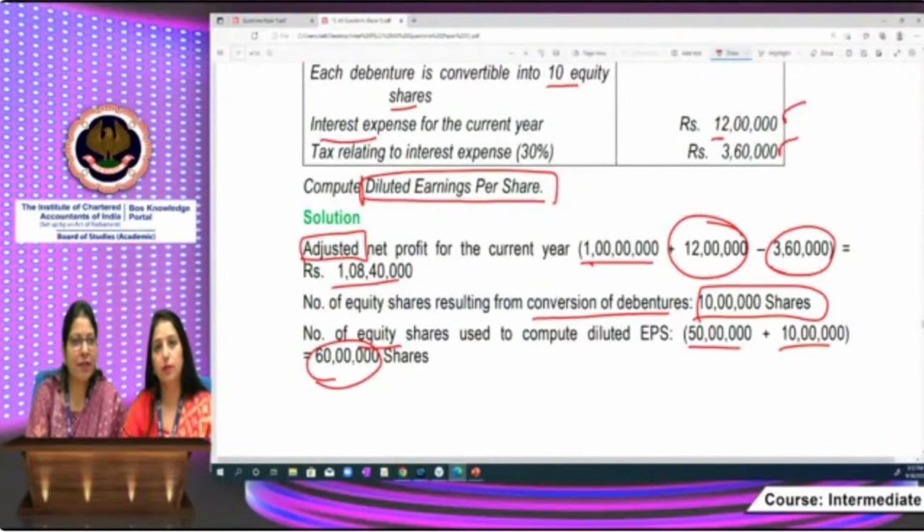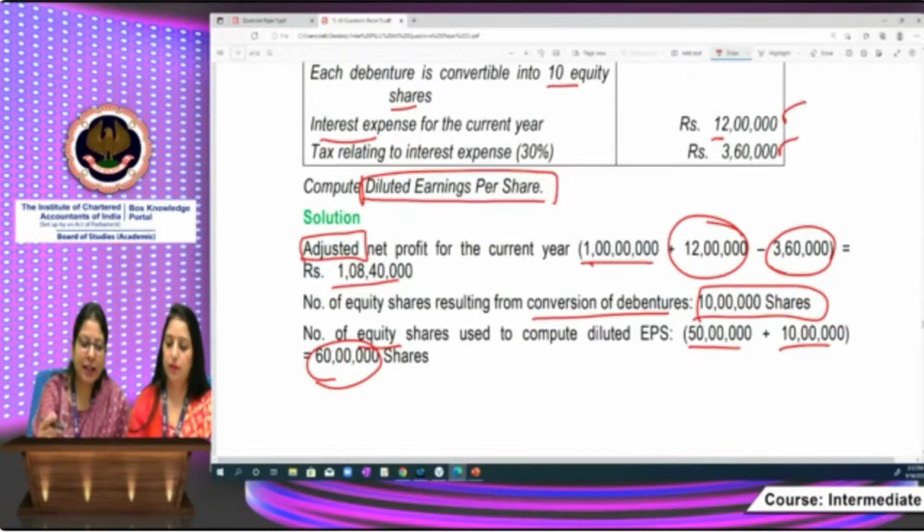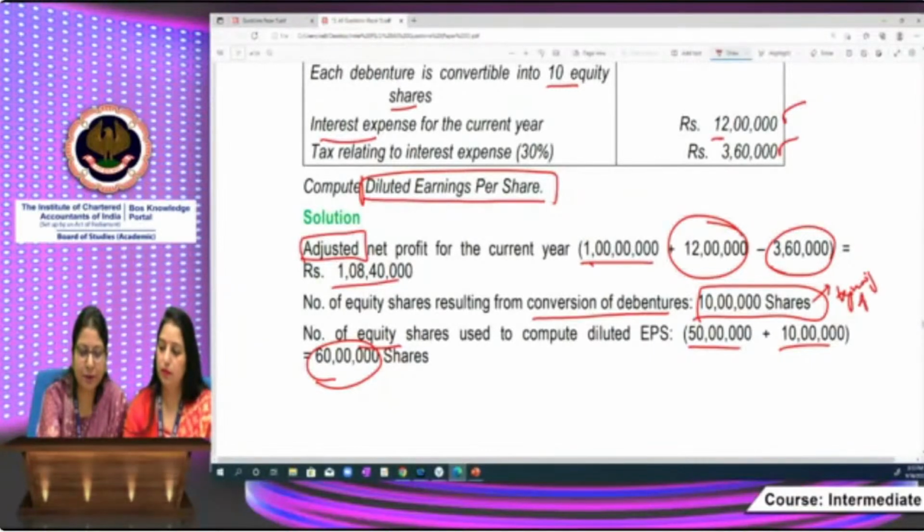But in this case, when we are not given any specific date, what will we consider? We will consider it as the date of the beginning of the year. So that is the reason we are considering the complete 10 lakh shares here, because we are considering that these are issued at the beginning of the year only.